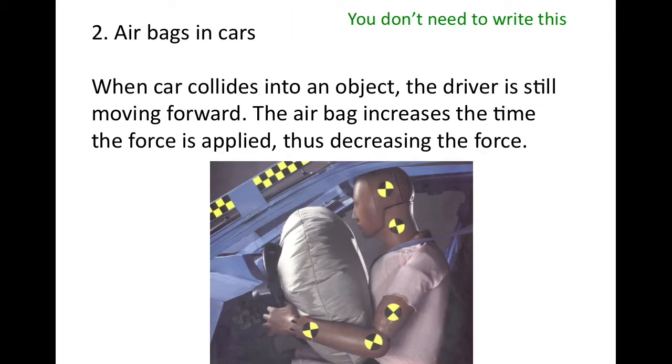When we're talking about safety in cars, one huge example is airbags. When a car collides into an object, and if it hits it hard enough, the driver is still moving forward because they have inertia. Their body is still thinking that it's going forward. And it does take some time before the momentum of your body will come to rest. The airbag actually increases the amount of time that the force is applied, therefore decreasing the force that your body would experience.